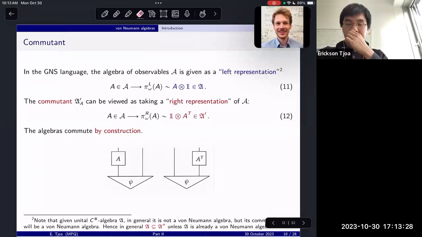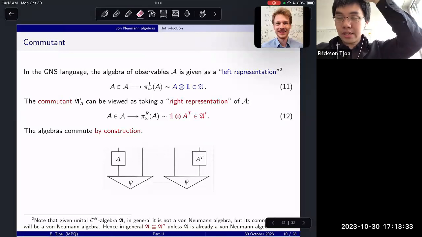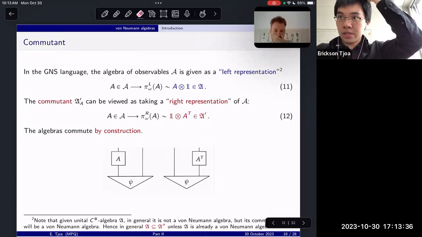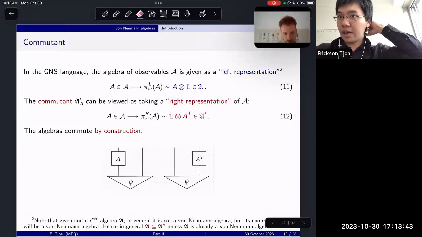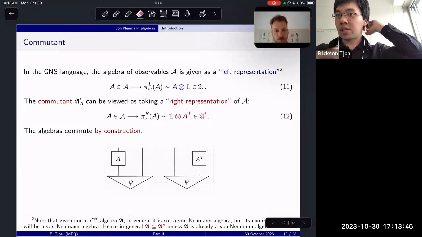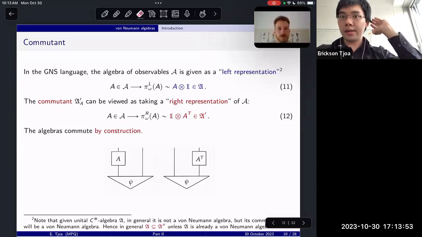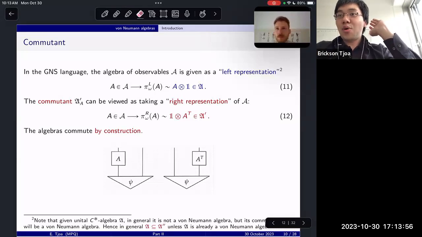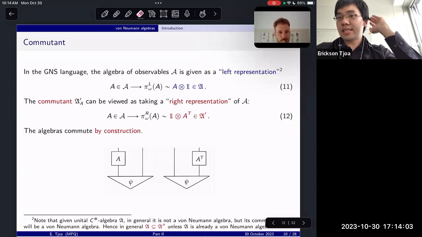Okay, and let's go through this a little bit more. So remember, in the GNS language, you can represent an algebra of observables by the left representation. Remember, there is this left multiplication in the proof of the GNS theorem, and you think of an element of the algebra as basically something like multiplication on the left, which morally speaking is a tensor identity on the purified Hilbert space, right? And the commutant is basically going to look like everything that is identity tensor on the right-hand side with a transpose, if you take the same element, okay?